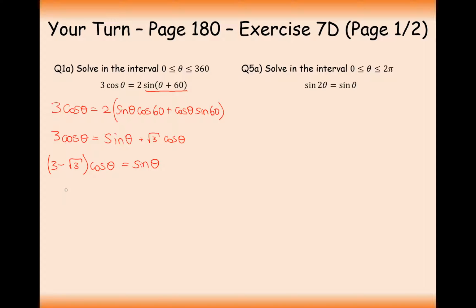Divide through by cos, and we're going to get 3 minus root 3 equals tan theta. So what have I done here? I've divided both sides by cos, and I get tan theta equals 3 minus root 3. And now all I've got to do is do inverse tan of 3 minus root 3. And this here is inverse tan 3 minus root 3.